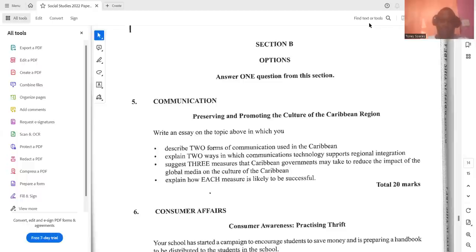The next part says, explain two ways in which communications technology supports regional integration. All right, communications technology such as radio and TV supports regional integration because regional links and discussion can be had through radio and TV programs.